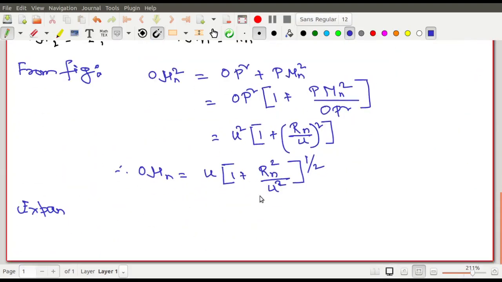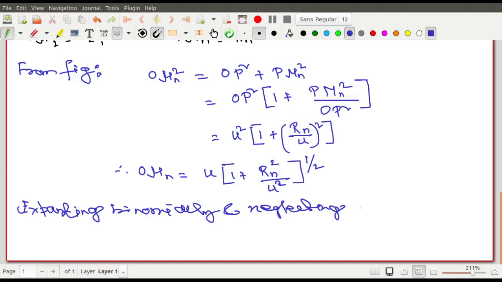U is much bigger here. And look at Rn, Rn is of the dimension of the wavelength, and U is of the dimension of 1 meter. So wavelength means 10 to the power minus 10 meter. With respect to that, 10 to the power minus 10 meter against 1 meter is negligibly small. So that's why I am expanding binomially and neglecting smaller terms.